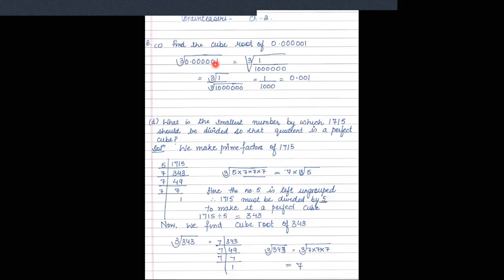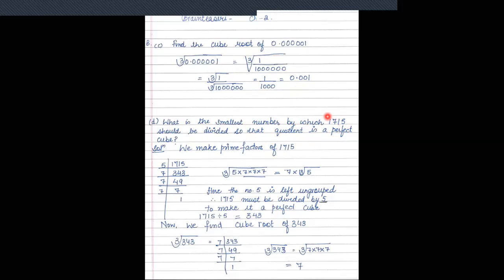Again, children, always remember, if the question is in decimal, the answer has to be in decimal only. So the answer comes out to be 0.001. Clear? I hope it is clear. Now, what is the smallest number by which 1715 should be divided so that quotient is a perfect cube? Quotient is a perfect cube.